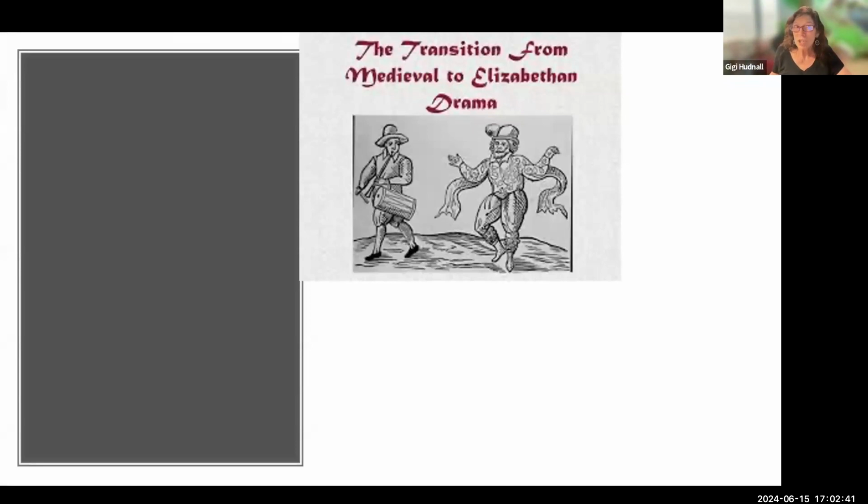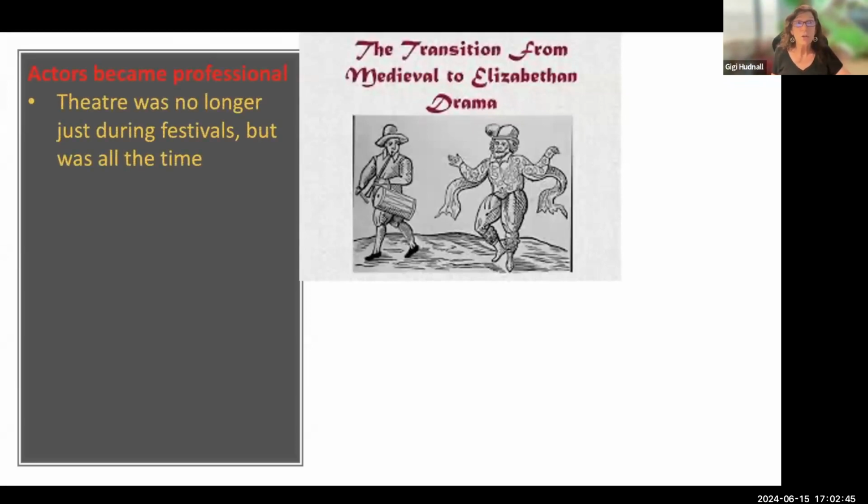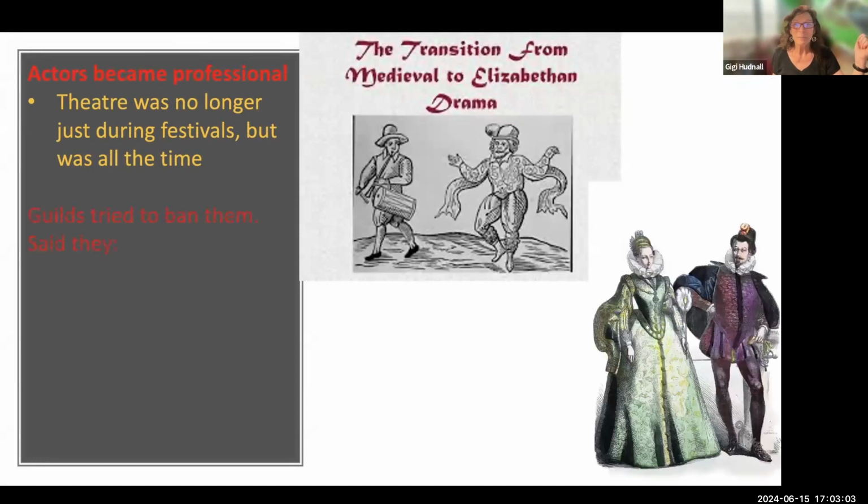So there was a transition from medieval to Elizabethan drama where actors became professional. And theater was no longer just during the festivals, but it was all the time. You could always go to the theater. You didn't have to wait for the Feast of Corpus Christi or, back in the Greek theater, the Dionysian festivals. You could go to the theater whenever you want, as long as there was a play going, right?